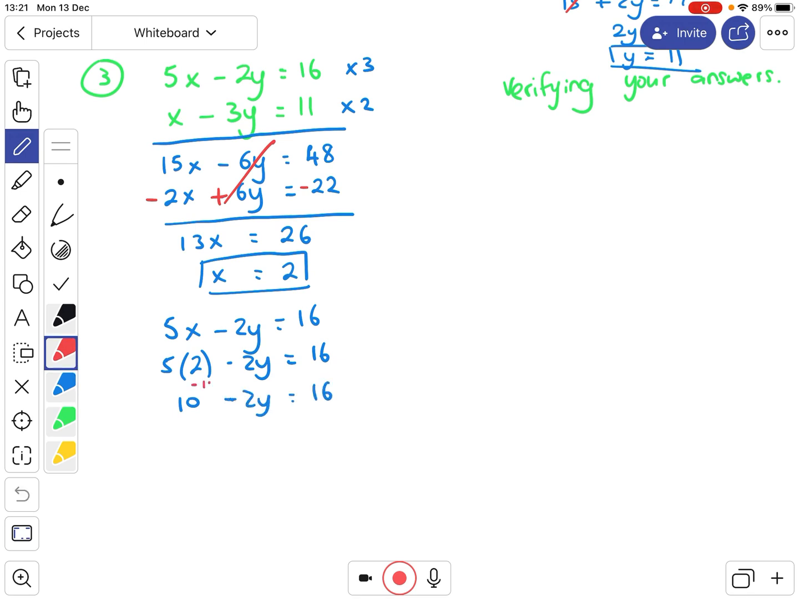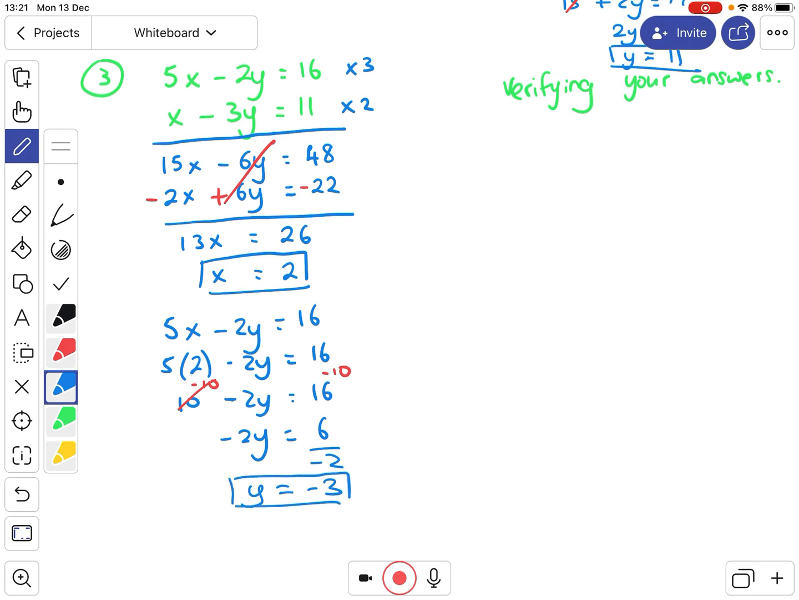I know I want to get rid of the 10 on this side, so I'm going to subtract 10 on both sides. And I'm left with minus 2y is equal to 6. Minus 2 by something gave me 6, so that something must have been a minus 3. The other thing I can do here is divide over here by minus 2. And in my calculator, if I'm not sure, I can always check, and that will give me a minus 3.